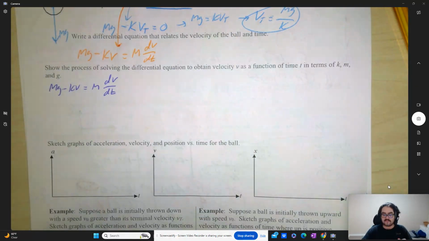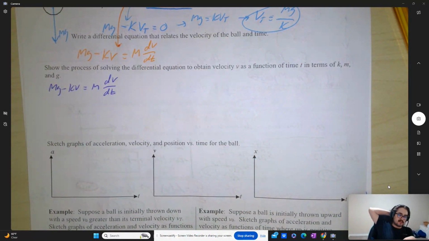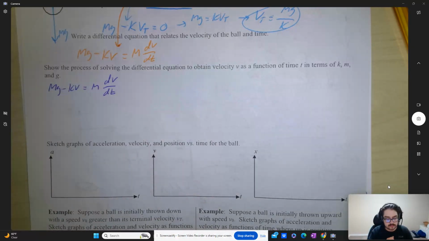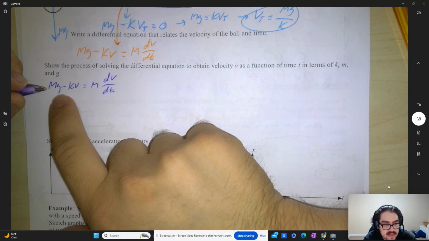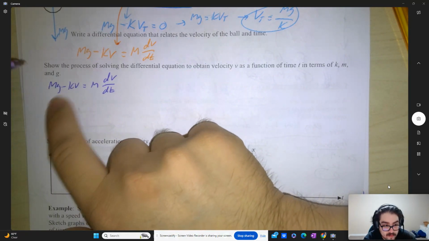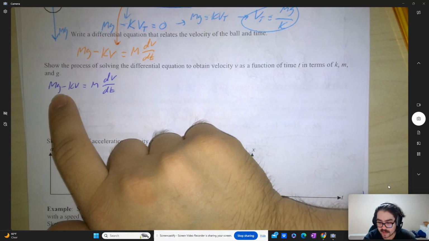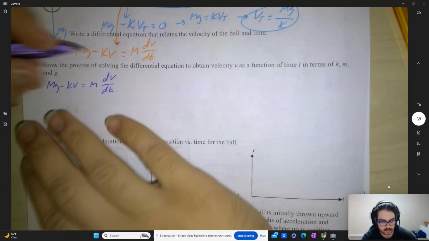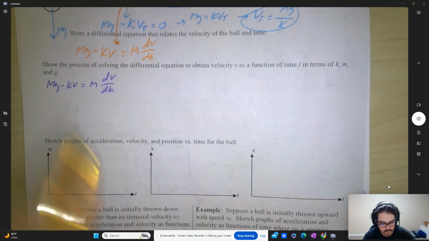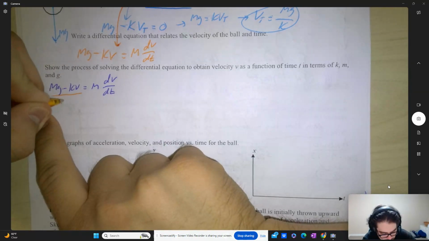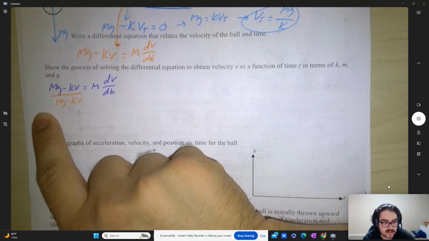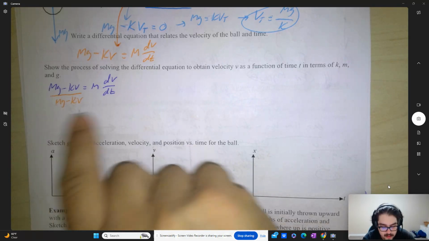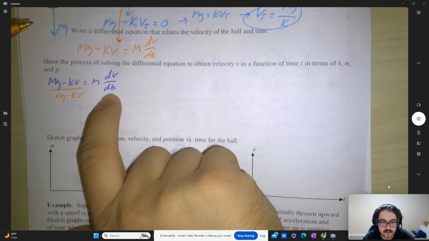Now, believe it or not, the easiest way to do this is to just divide the mg minus kv, all of it from the left-hand side, and leave yourself with a 1 on this side, which is like, you're thinking, why would we do that? But it actually is the easiest way to do it, okay? So I'm going to divide mg minus kv from the left-hand side, and also from the right-hand side, okay?